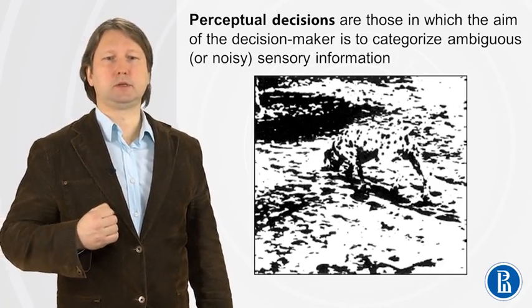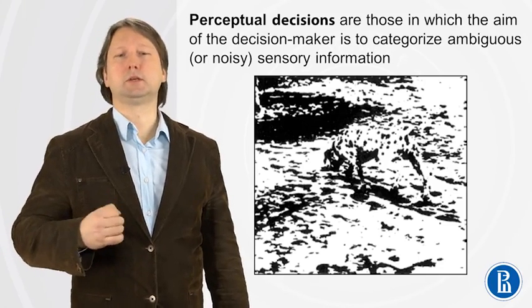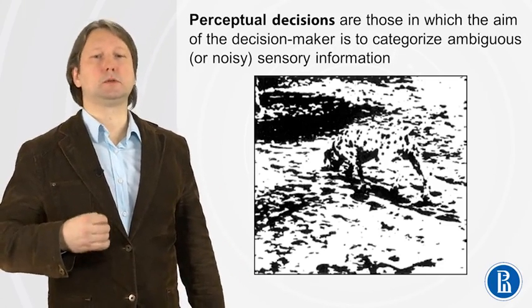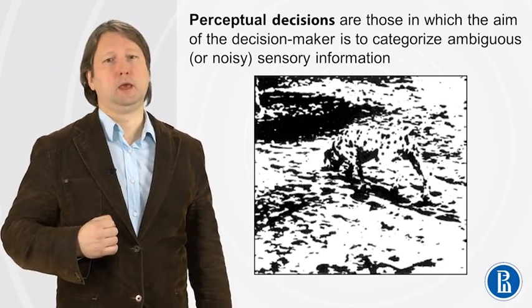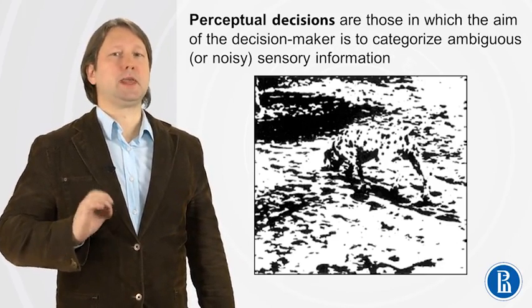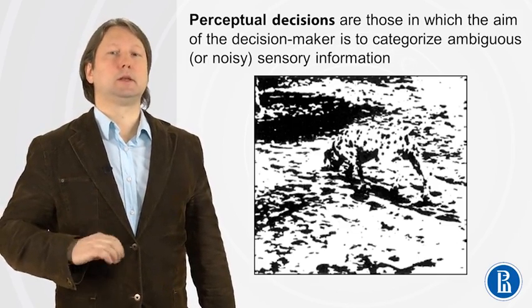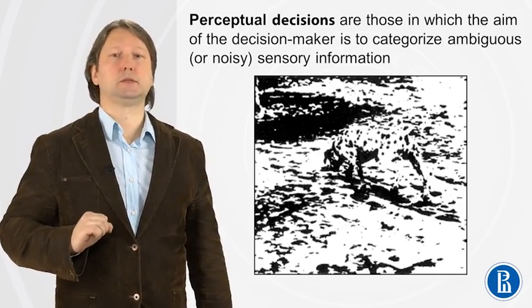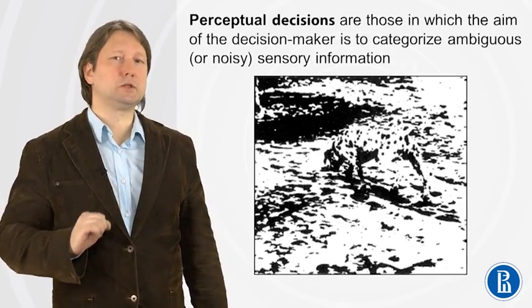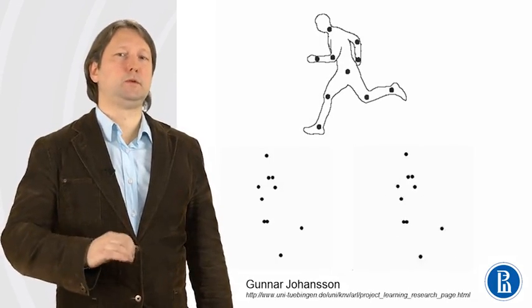Perceptual decisions are those decisions where decision makers categorize ambiguous or noisy sensory information. Surprisingly, the first neuroeconomic studies used perceptual decision tasks to investigate the decision-making process. And actually, they used quite strange stimuli. Please take a look at this image. Do you recognize this image? Perhaps it's not easy, but now I will add some motion to this image. And perhaps you can clearly recognize a moving person.